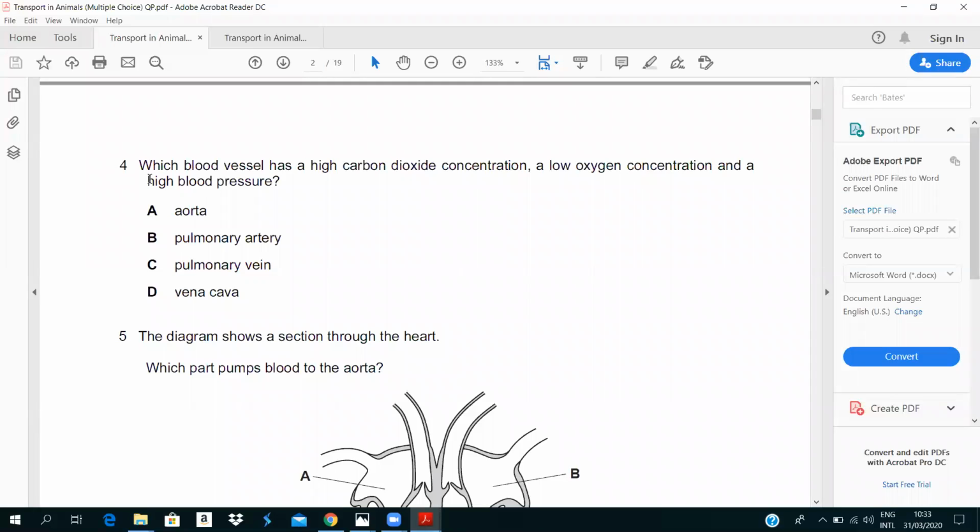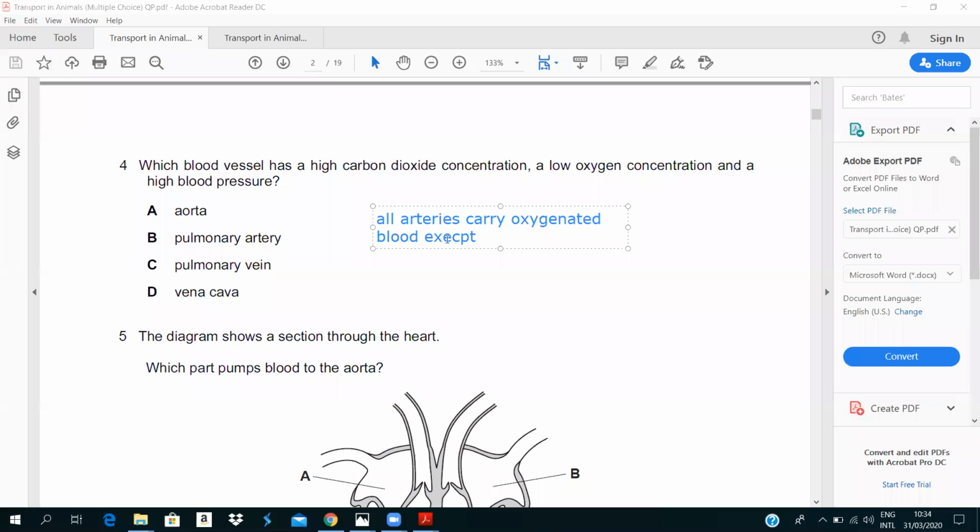Aorta doesn't contain carbon dioxide. Listen to me. All arteries carry oxygenated blood except the pulmonary artery. Let me explain to you, because maybe you don't understand. All arteries, one minute, Ahmed, okay? All arteries carry oxygenated blood except, okay?